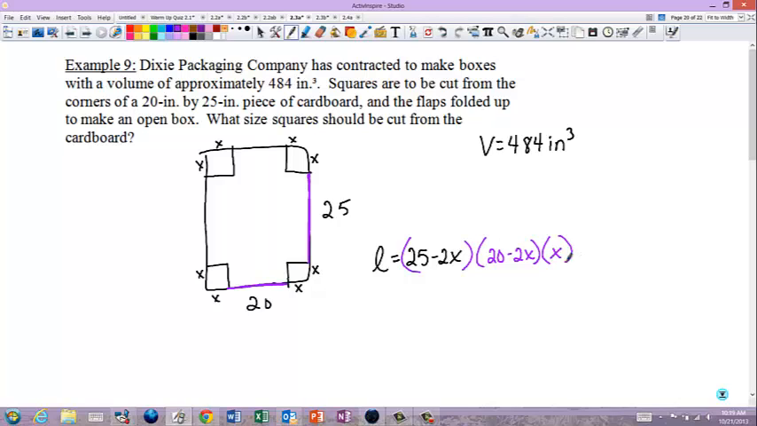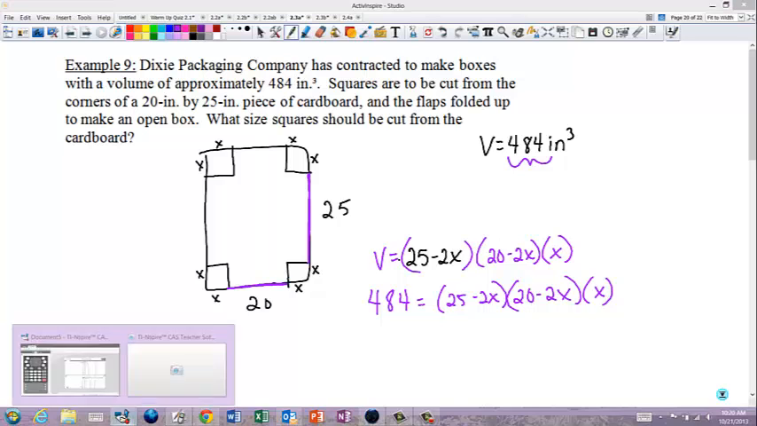You should remember this from chapter 1. So why it says length equals, I don't know. It should say volume equals. And I want to know when my volume is 484. So I want to know when 484 equals 25 minus 2x times 20 minus 2x times x. No need to multiply it out. This is a calculator question. So we're going to go to our calculator.